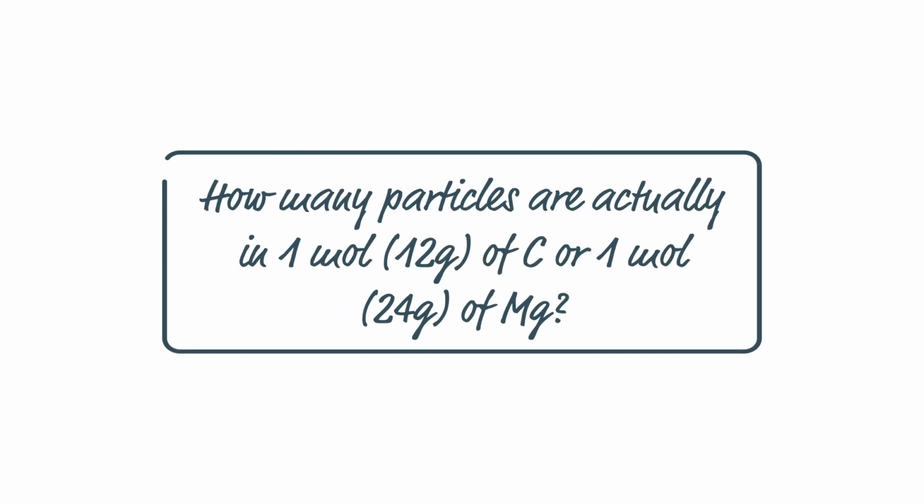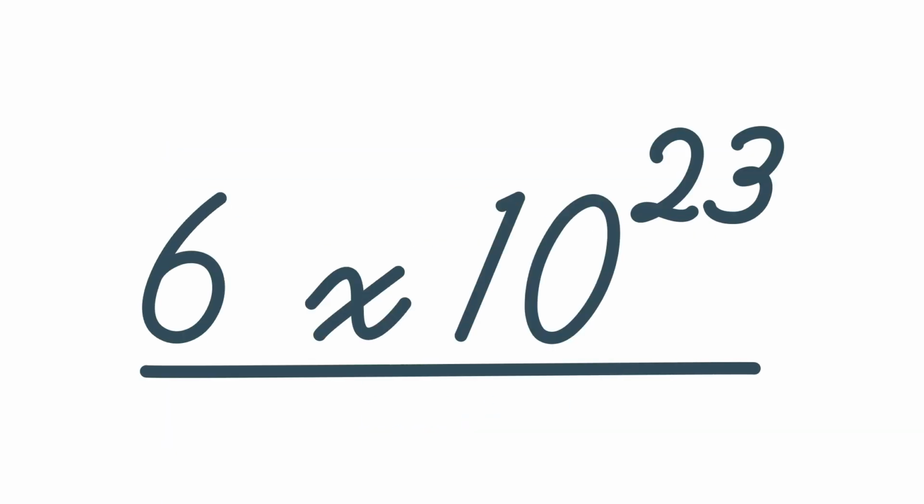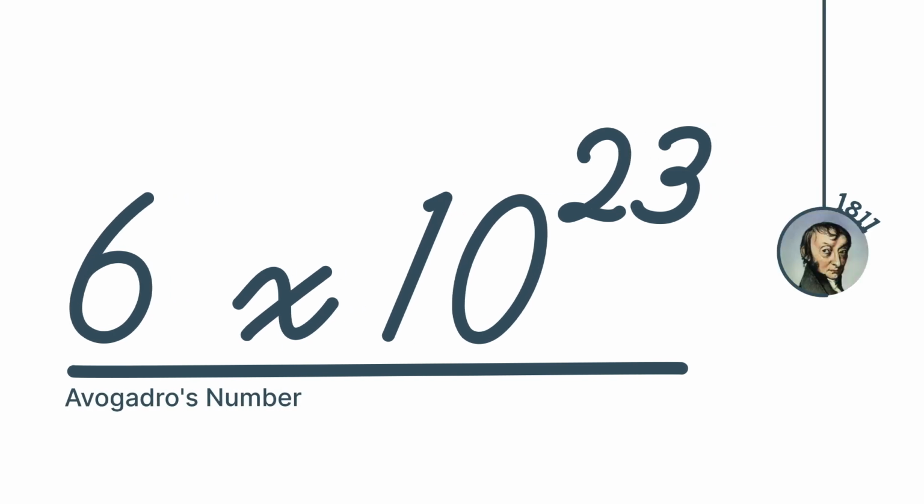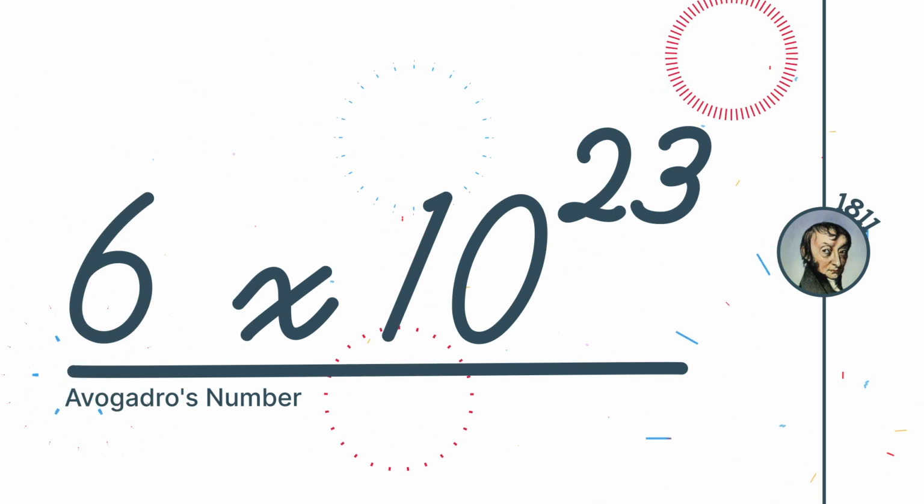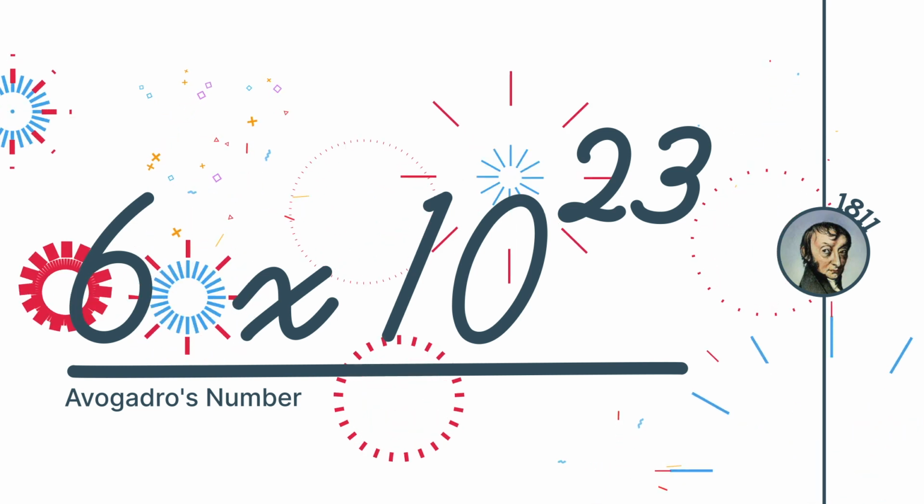Now, at this point, it becomes useful to know how many particles that actually is. How many actual atoms of carbon are there in 12 grams of carbon? Or how many actual atoms of magnesium are there in 24 grams of magnesium? Well, it turns out when you do the experiment to find how many particles there actually are in 1 mole of something, you get 6 by 10 to the 23. An insanely large number. But there you go, atoms are small. We call this number Avogadro's number. The number was not discovered until long after Avogadro had died, but it was named in his honour, as he was the first to suggest this idea.